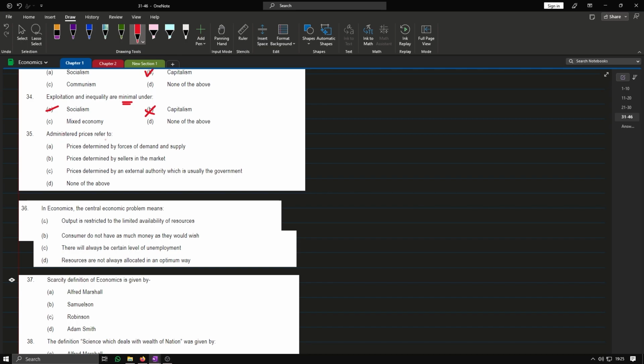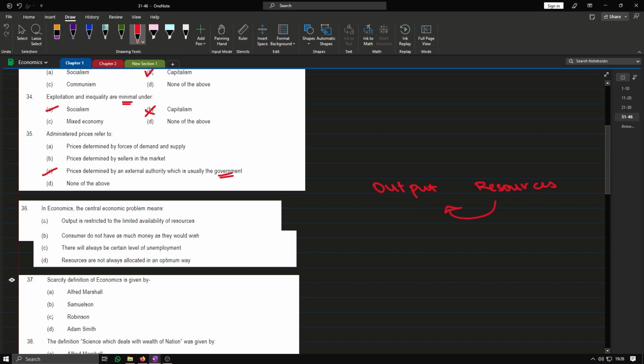35. Administered prices refer to prices determined by forces of demand and supply. No, are they administered? No, it's merely based on consumer preferences and their wants, right? So it's not administered. Prices determined by sellers? No, not administered. Prices determined by an external authority, which is usually the government. Yes, here administered. The administrative authority is the government. So option C is the right answer.